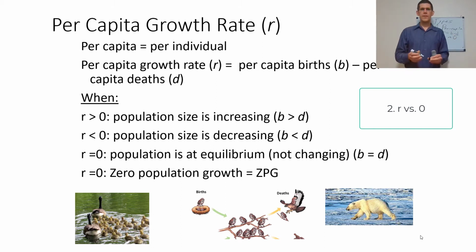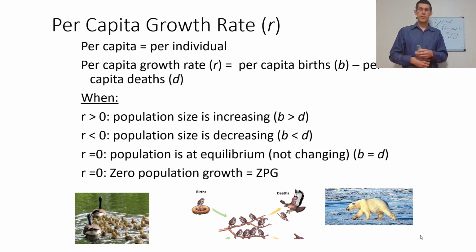When R is greater than 0, it means the population is increasing. So even if R is just 0.001, the population is increasing. If R is less than 0, that means the population is decreasing. So a negative R, for example. If R is 0, then that means the population is at equilibrium and there is 0 population growth.